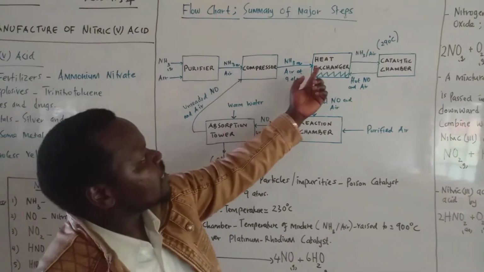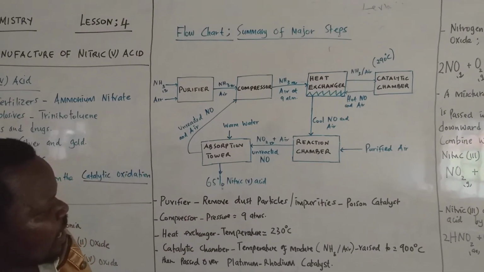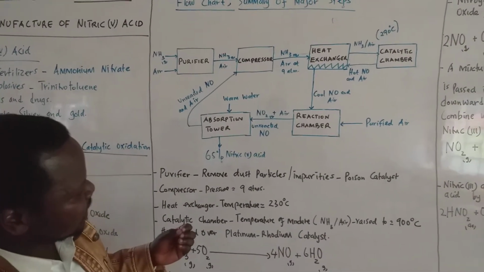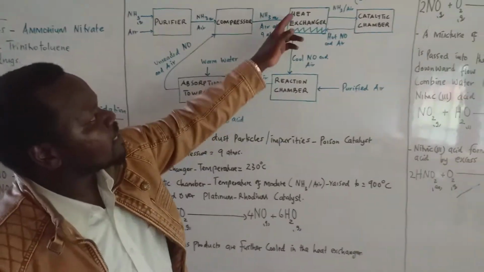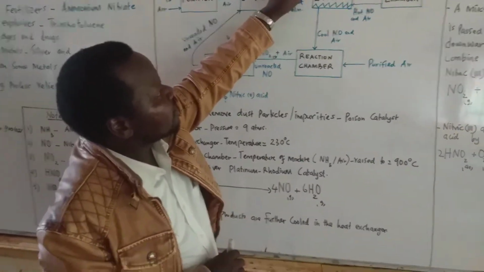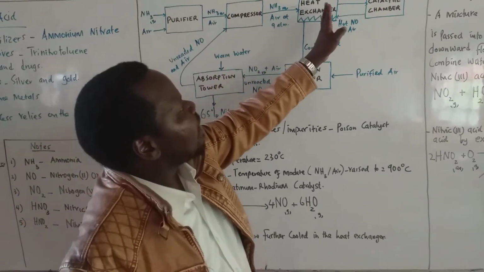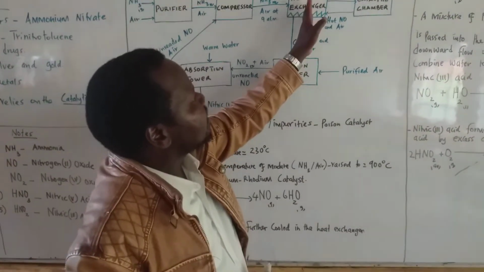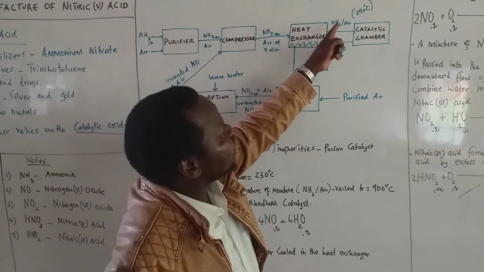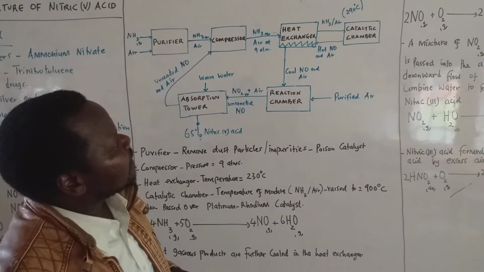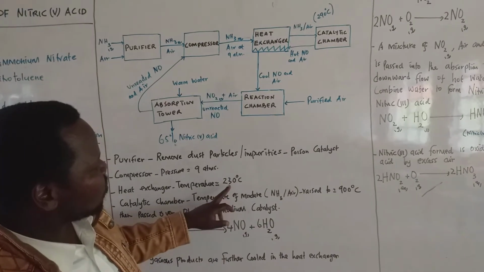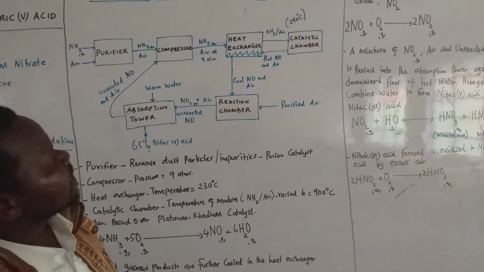The heat exchanger is where you will have temperatures of about 230 to 290 degrees Celsius. So these are very high temperatures. Out of the heat exchanger, you expect the mixture of ammonia and air to be at very high pressure and also at the temperatures as indicated, 230 to around 290.